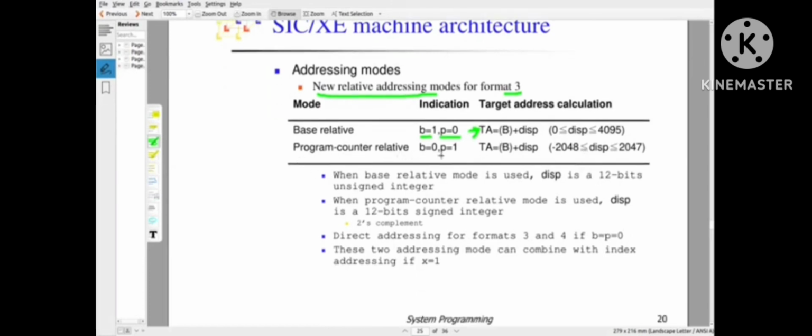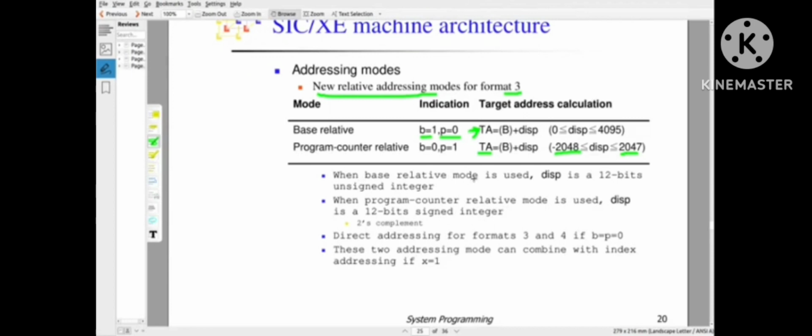For program counter addressing mode of the format 3 instruction, the target address is base register plus displacement. Here the base register is the program counter. So with respect to the program counter position, you can move forward or you can move backward. If you are moving forward, it is a positive advancement, so you can move a maximum of 2047 locations. If it is a backward move, it is a negative advancement, so we will have a maximum negative displacement of 2048. The displacement is calculated with respect to the program counter. So it is from minus 2048 to plus 2047.